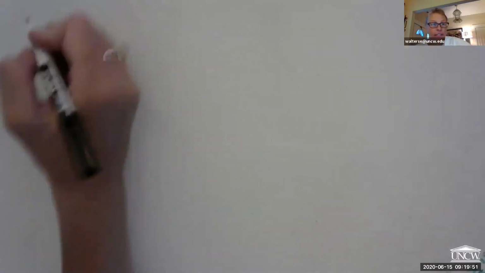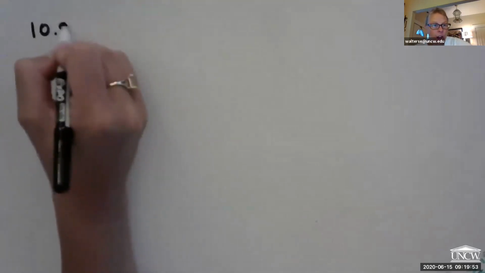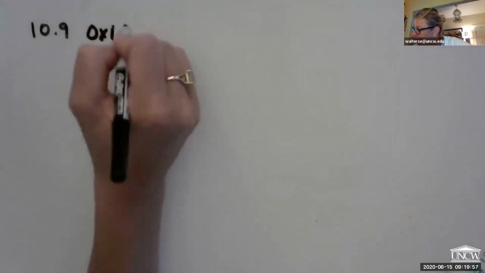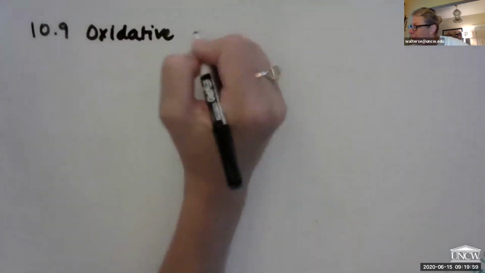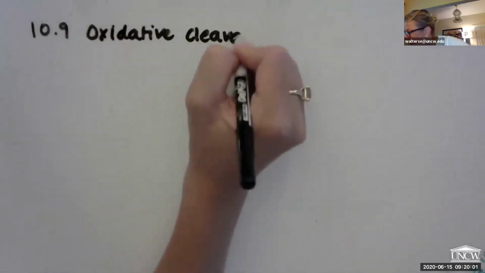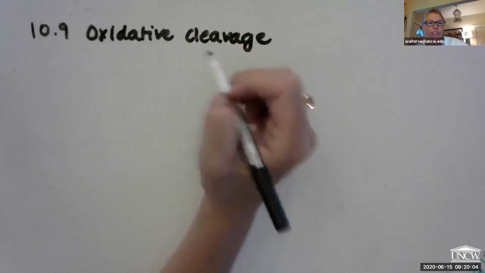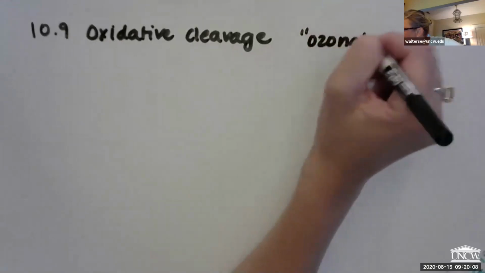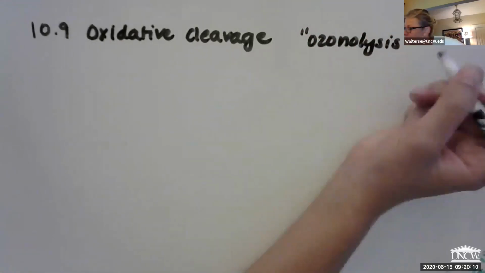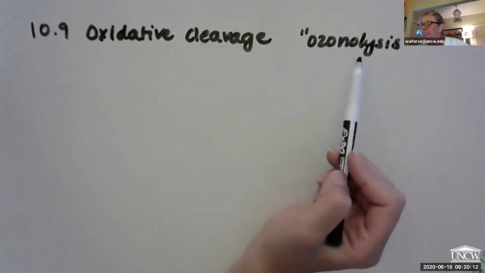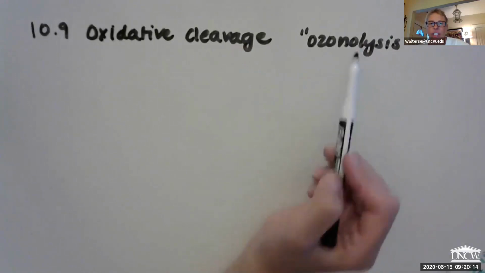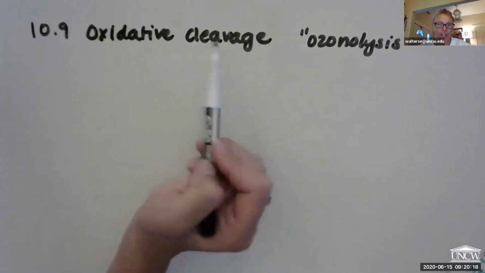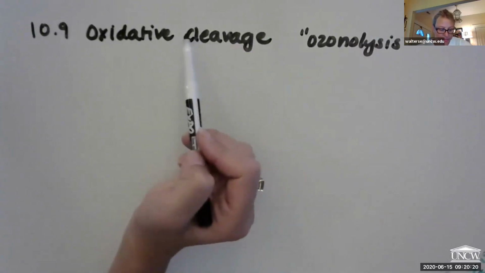10.9. This is oxidative cleavage. And one of your classmates asked me essentially a vocabulary question. Oxidative cleavage is known as ozonolysis. So technically, the reaction is called an ozonolysis. The kind of reaction it is, is called oxidative cleavage.